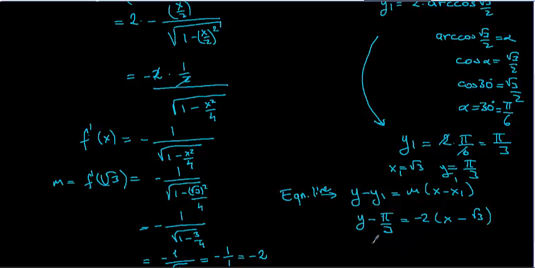The answer is going to be like this: y is equal to minus 2x plus 2 root 3 plus pi over 3 is the equation of the line, and approximately we can find one value for this number, so minus 2x plus c.